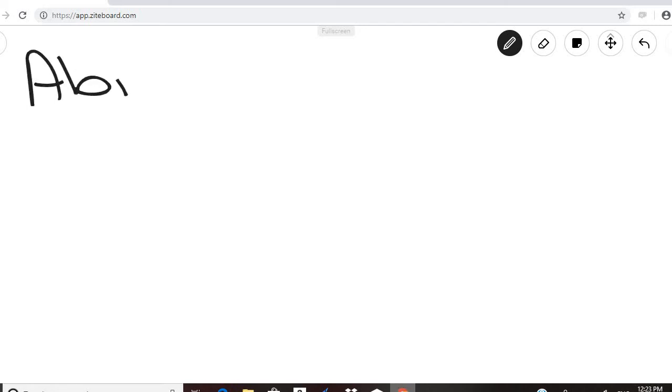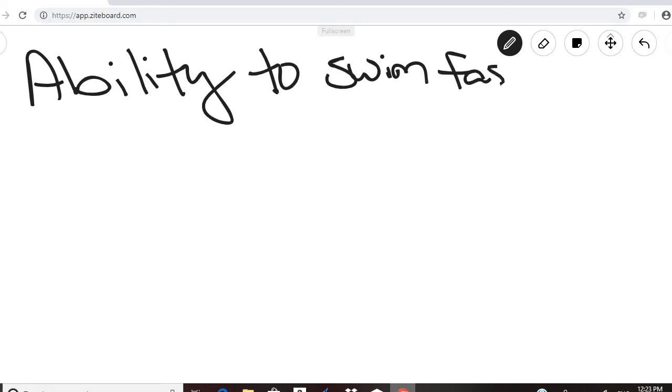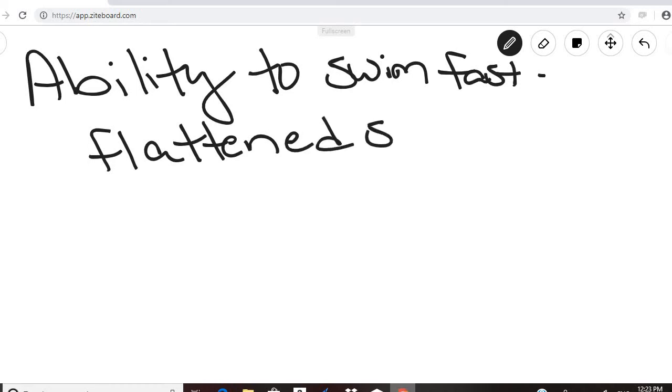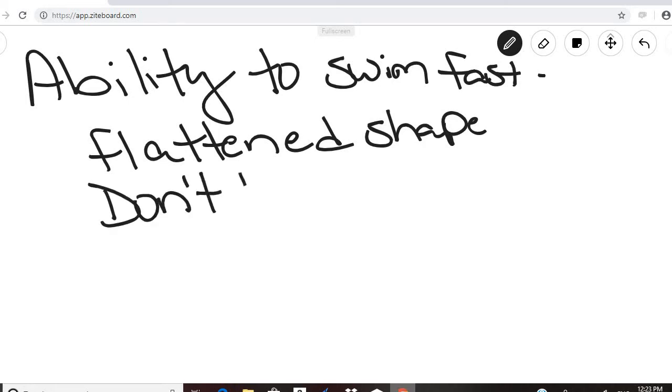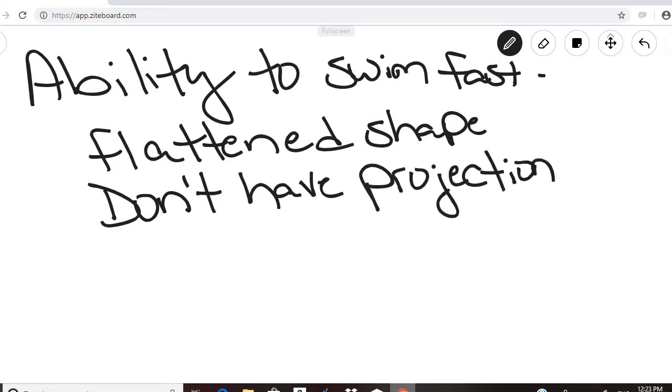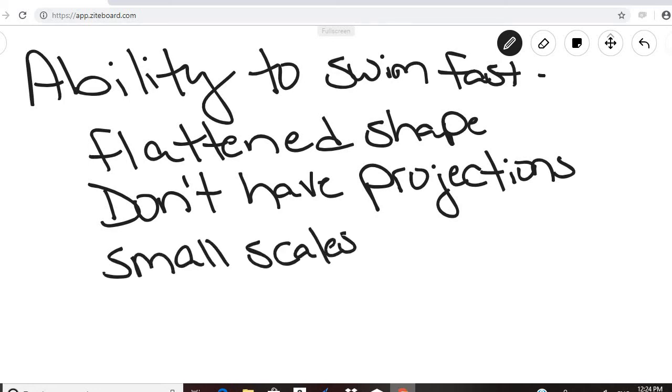Many of them also have the ability to swim very quickly. If we look at their bodies, a lot of times they have a flattened shape, and that allows them to swim faster. They don't have things coming off their body, so they don't have projections. That would allow them to swim faster. Many of the fish here have either small scales or no scales, so they can move through the water more easily.